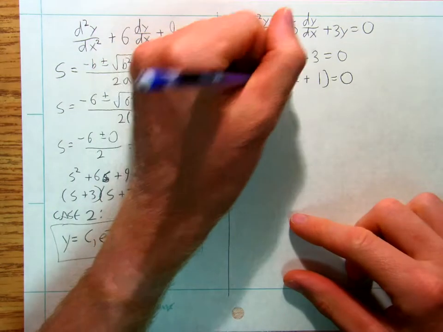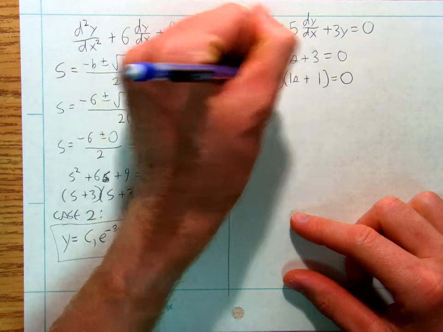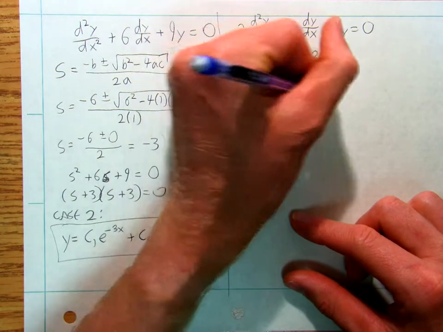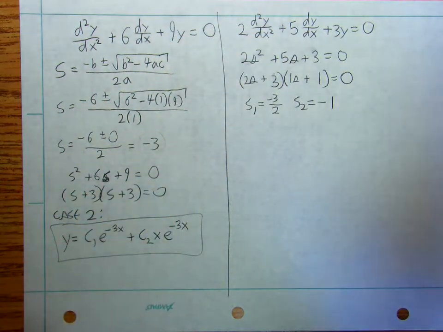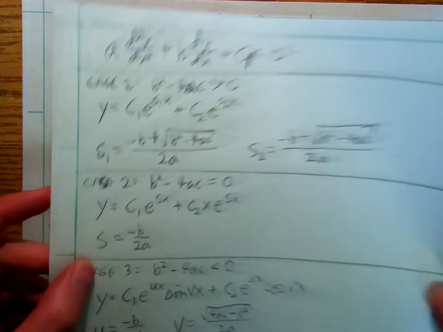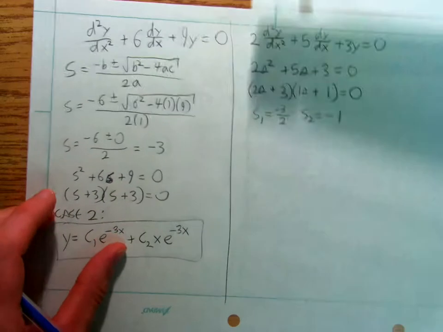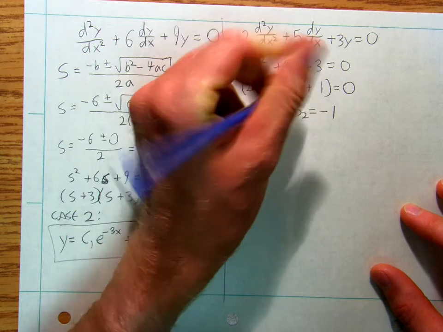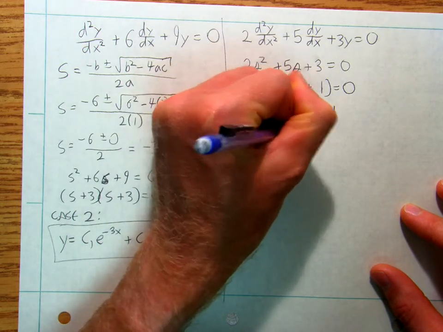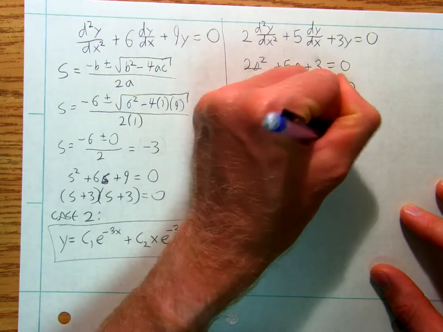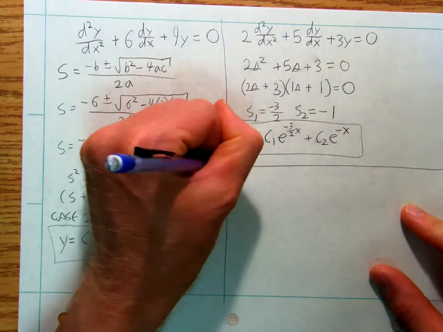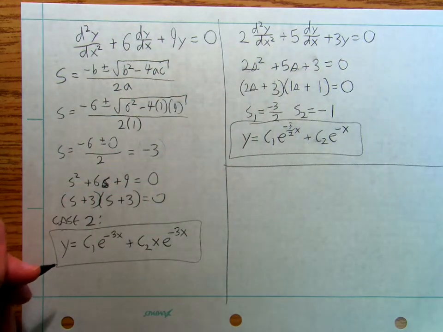So now my factors here is s1 is going to be equal to negative 3 halves, and my s2 is equal to negative 1. And so that's a case 1. So y is equal to c1 e to the negative 3 halves x plus c2 e to the negative x. Okay, and you can probably guess what's coming last. Okay, let's do this one.